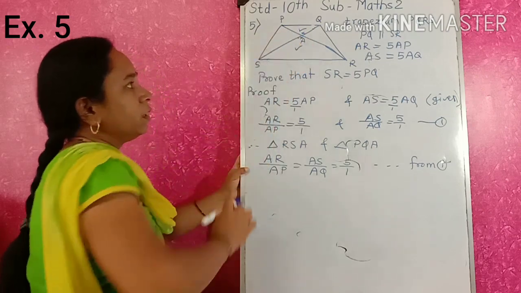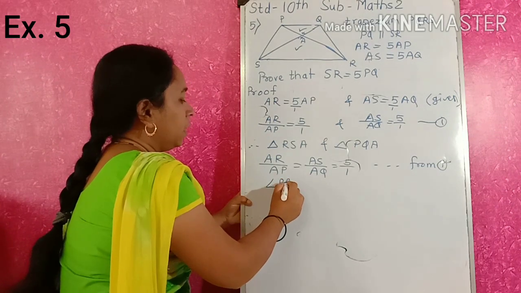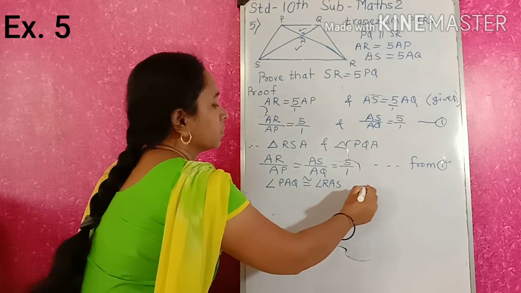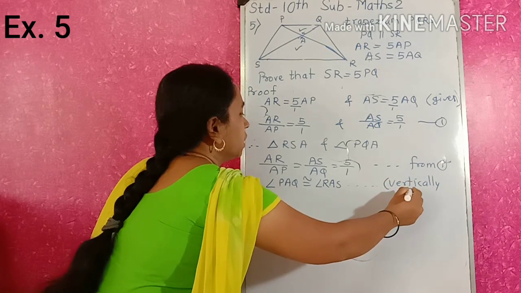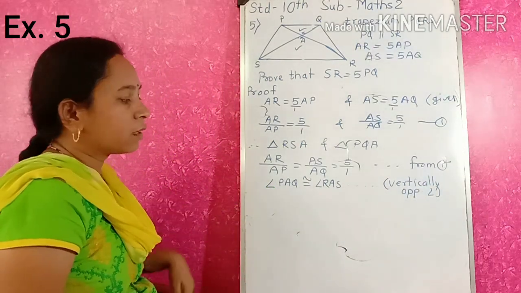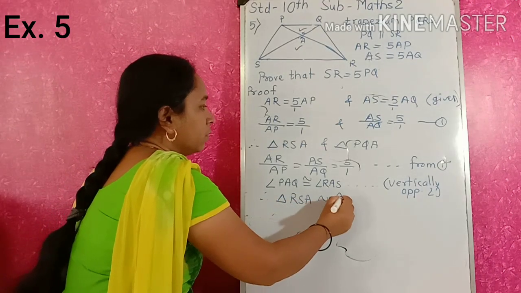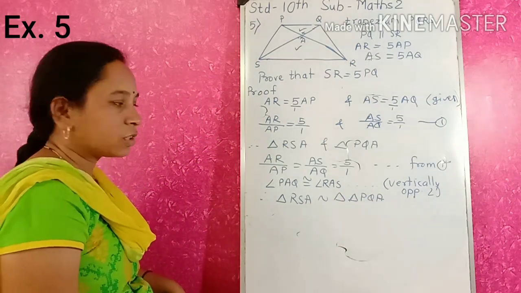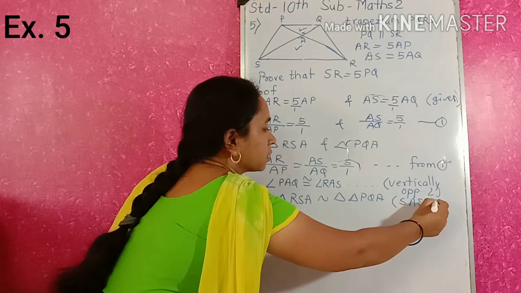these two angles would be congruent, these are the vertically opposite angles. Which angles? Angle PAQ is congruent with angle RAS. The reason is vertically opposite angles. Now, two sides are in proportion and the angle is congruent. Therefore, triangle RSA is similar to triangle PQA. By which test? By two sides and one angle, that means SAS test.